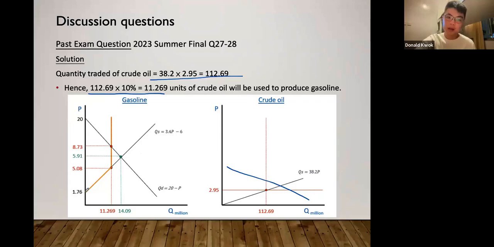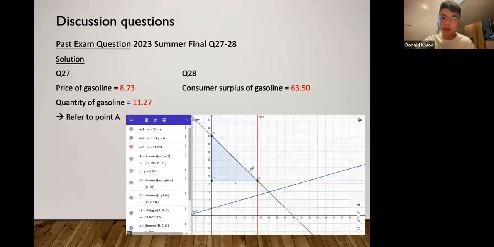Okay. So after identifying the correct shape of the gasoline supply, nothing special. To find out the market equilibrium is simply the intersection between the downward sloping demand and the pink orange supply here. So this point will be giving us the equilibrium point. And if you're referring to the GeoGebra screenshot here, point A will be the result. The price of gasoline 8.73, the quantity of gasoline 11.269.